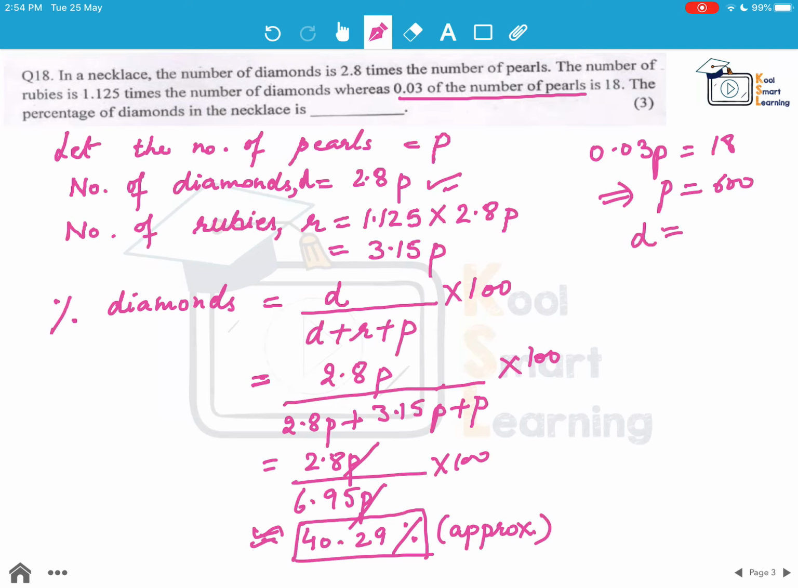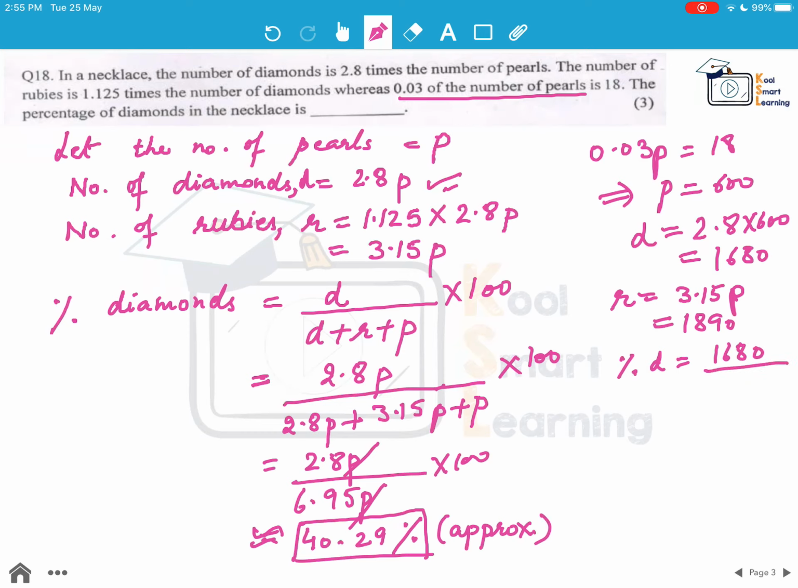Now we can calculate the value of D, which is 2.8 P. So this is 2.8 into 600. This comes out to be 1680. And then we can find out the number of rubies, which is 3.15 into P. So this becomes 1890. And now we can say percentage of diamond is 1680 divided by the sum of all these, 600 plus 1680 plus 1890, into 100.